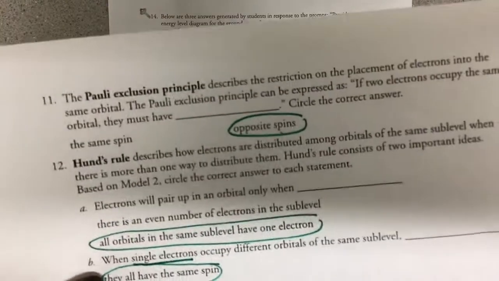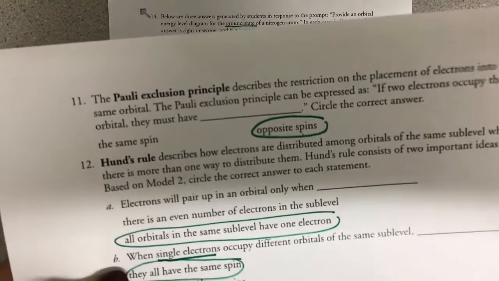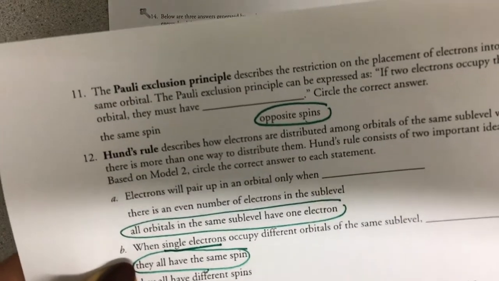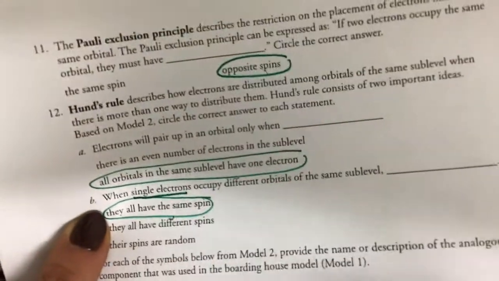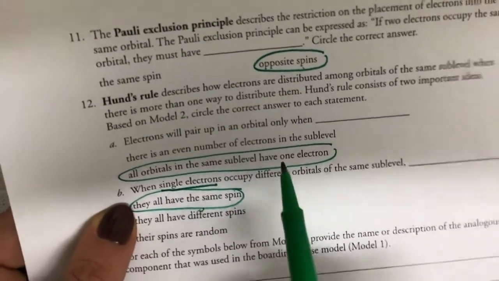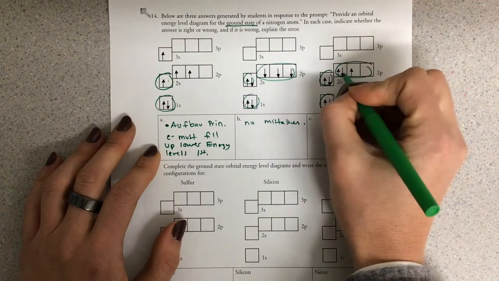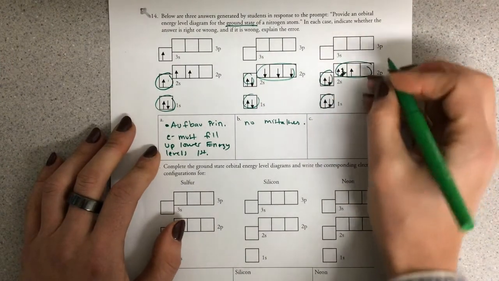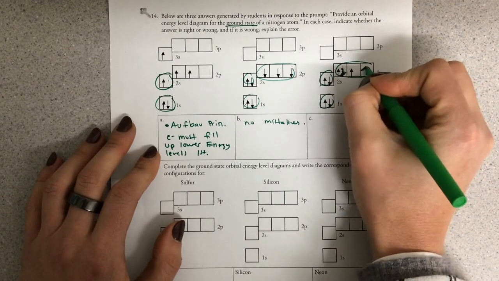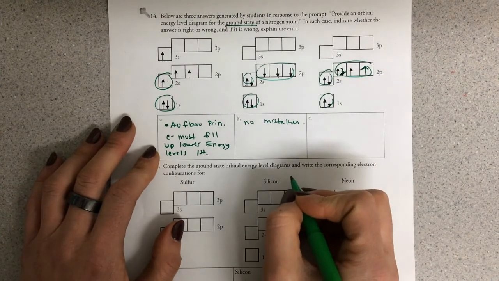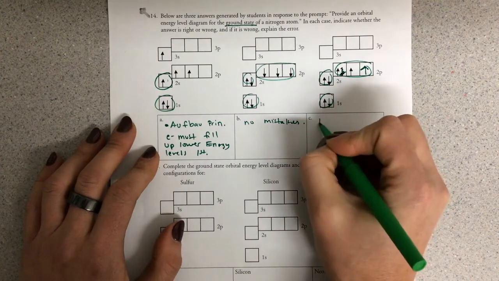Let me go ahead and read this more slowly. Electrons will pair up in an orbital only when, oh, there it is, all the orbitals in the same sublevel have one electron. That's the words I'm looking for. So this guy should not be right there. Rather, he should be right here. And that's Hund's rule.